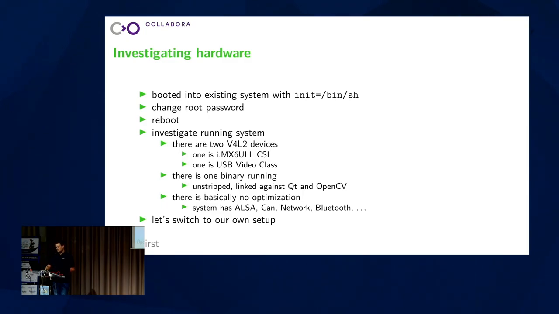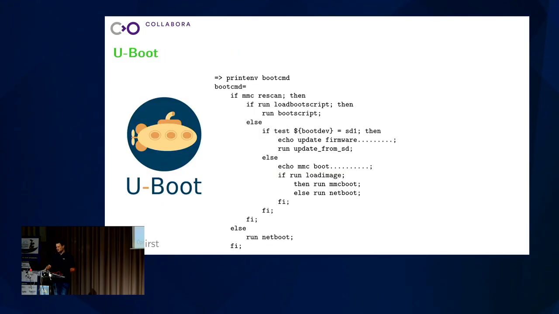So my plan was, let's switch to our own setup and get away from all this stuff that they did. I had another look at U-Boot and noticed, oh nice, they also kept the default environment from the evaluation kit, which had quite a complex boot command. Most of the functionality in this boot command is effectively unused. They are looking for a boot script, but they don't have one. They are looking for some firmware update thingy, but they don't have it, and there's also no option on the device to put something there.